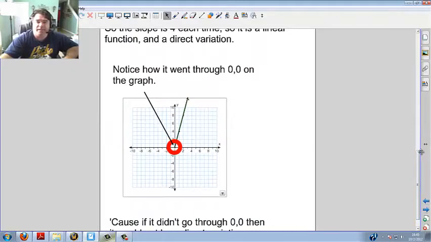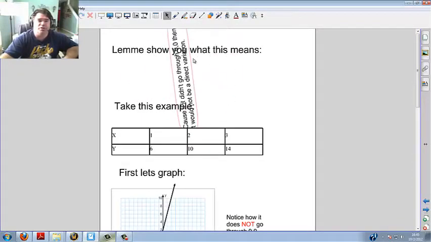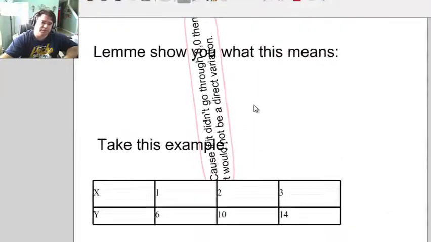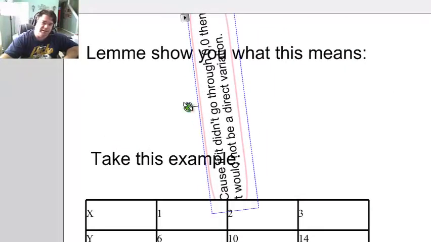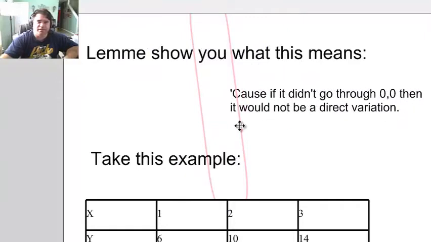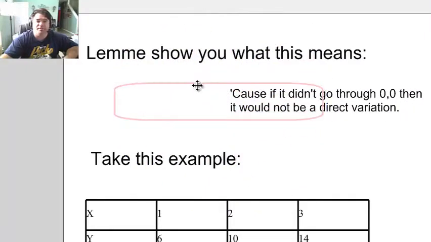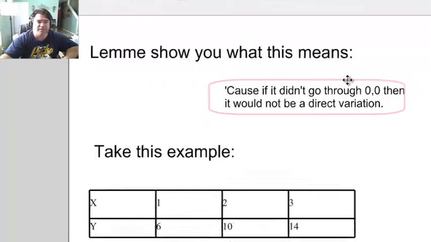Just like that. Because if it doesn't go through 0, 0, then it isn't a direct variation, and you can't just take y divided by x. Let me show you what this means with this wacky thing here. There we go. Get you on the right path there. Because if it doesn't go through 0, 0, then it would not be a direct variation. Well, that's very nice. A little animation problem there, but nothing we can't fix.